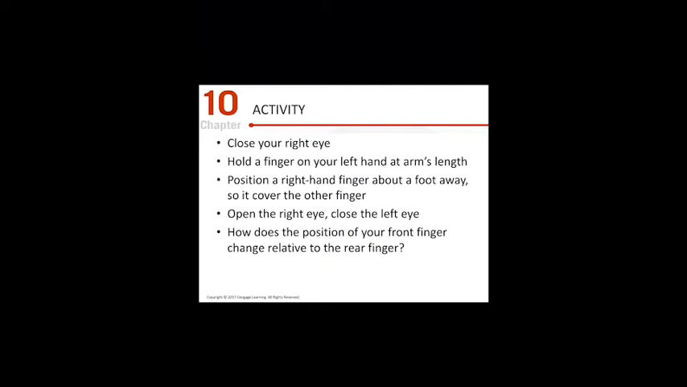And so you're going to cover the finger, and line them up so that your left eye can see the fingers, okay? Now you're going to open the right eye and close your left eye. And I want you to see the position of your front finger, how it has changed relative to the rear finger. And think about why this is happening, right? So this is going to be a journal entry. Again, a very simple exercise to look at what's going on here.